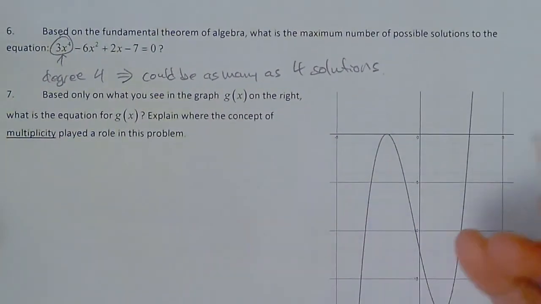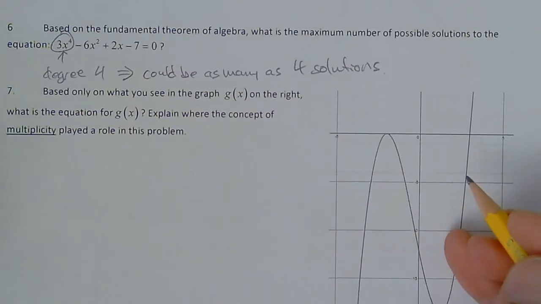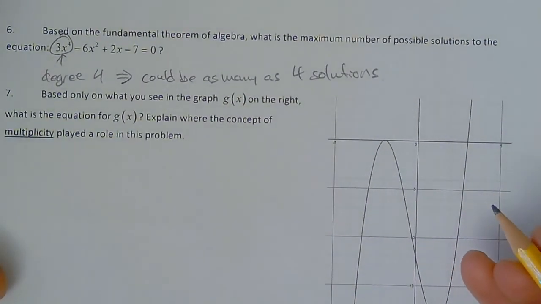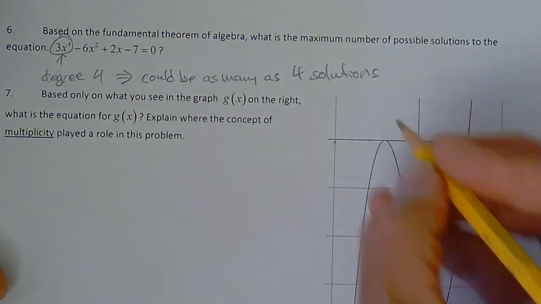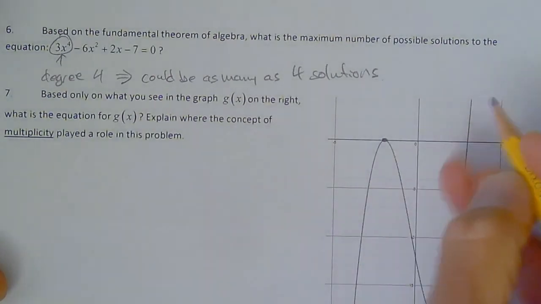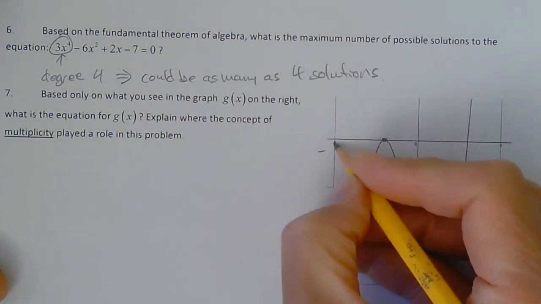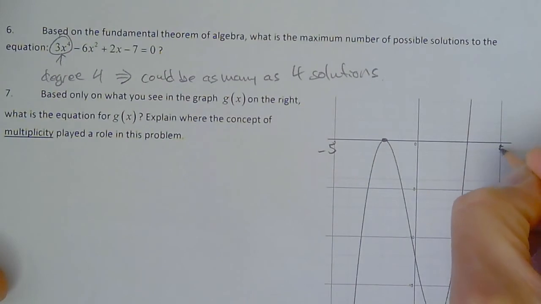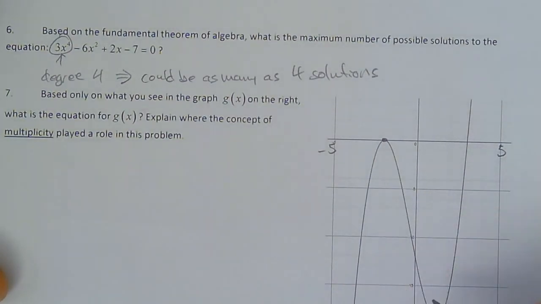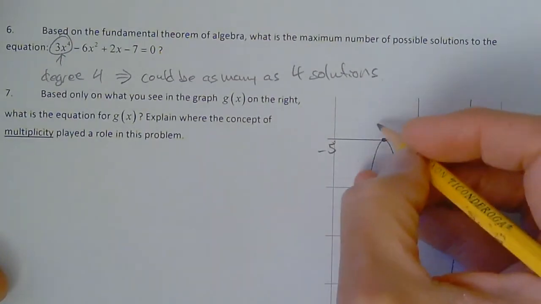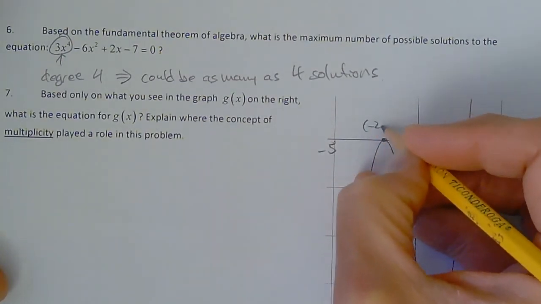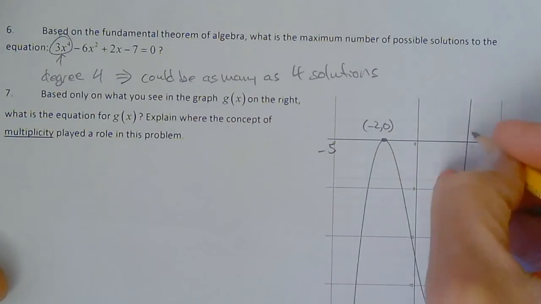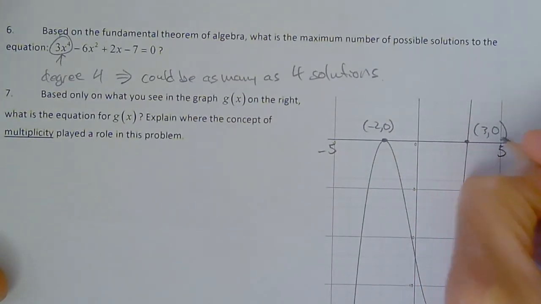All right, let's see, last problem. Based on what I see in the graph at the right, what is the equation for g of x? Well, fundamental theorem tells me that since this hits, this is a -5 here, and that's a 5. Those are a little small to see there. I don't really care what the numbers are on the y-axis, but this hits here at -2, 0, and this hits out here at 3, 0.